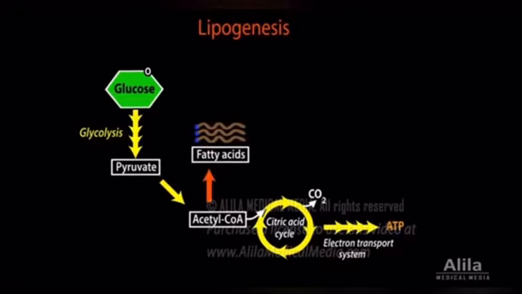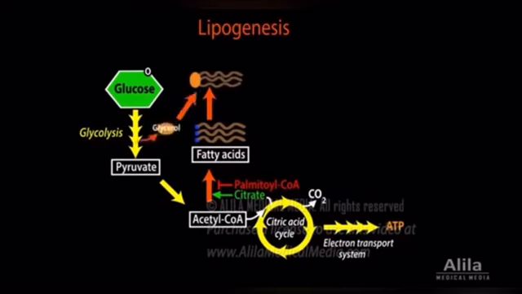Synthesis of fatty acids from acetyl-CoA is stimulated by citrate, a marker of energy abundance, and inhibited by excess of fatty acids. Fatty acids can be converted into triglycerides for storage or synthesis of other lipids by combining with glycerol derived from a glycolysis intermediate.